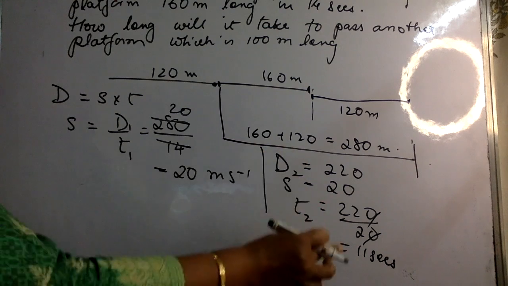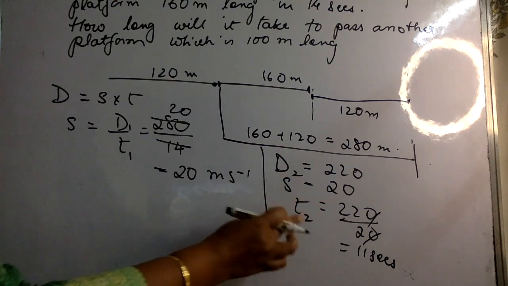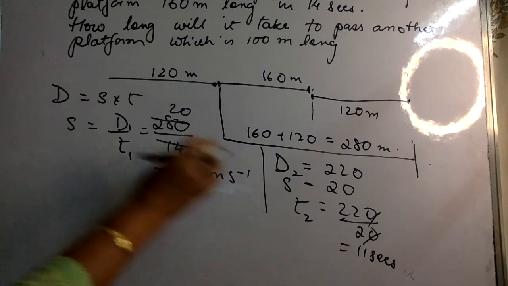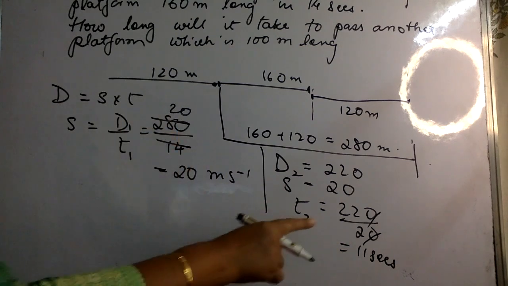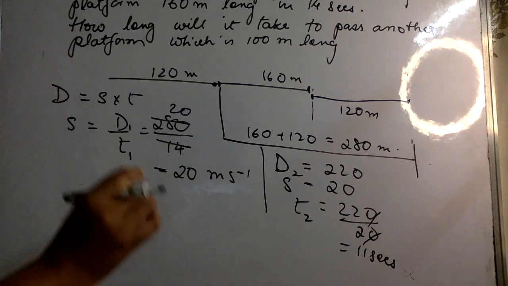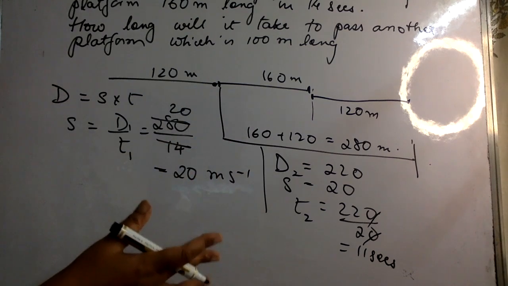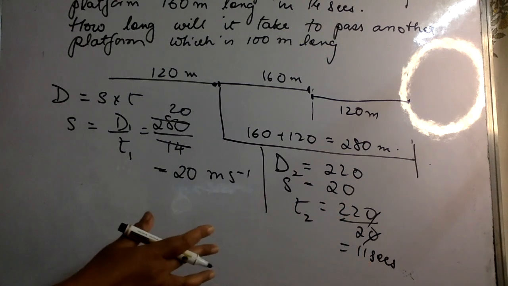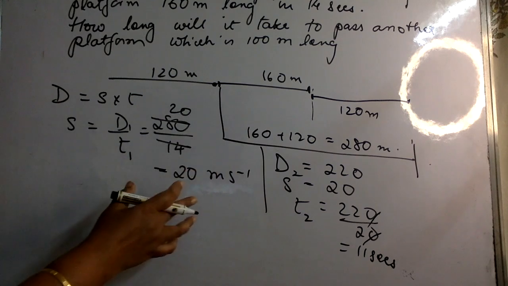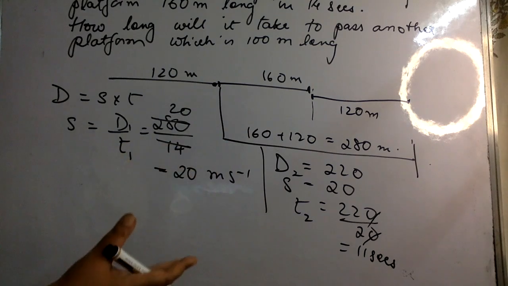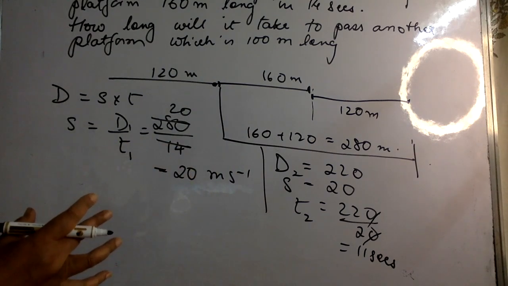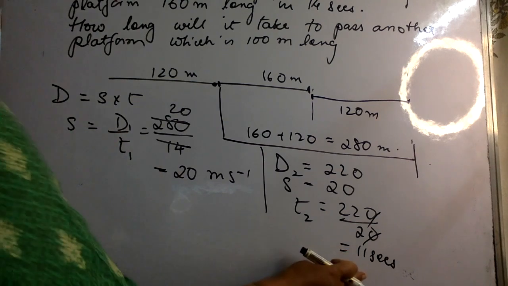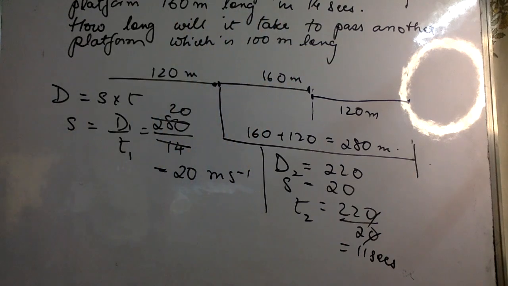Now in these sums you have to apply a little bit of your common sense. The moment I saw 11 seconds, I checked, okay, the distance was less than the previous one, so the time also should be less. Previously it had taken 14 seconds, now it is taking 11 seconds. So I know, yes, my answer is going correct. If this would have come as 18, at the same speed you cover 280 in less time and 220 is taking more time, that means there is a problem in your calculation. So you have to check your calculation back. Okay, so it takes 11 seconds to cover a 100 meter long platform.